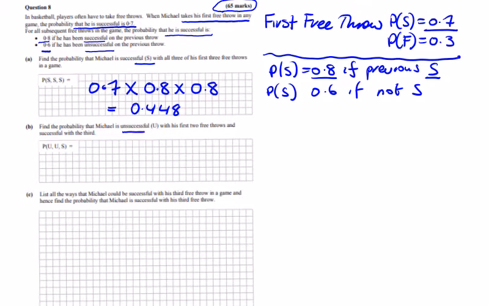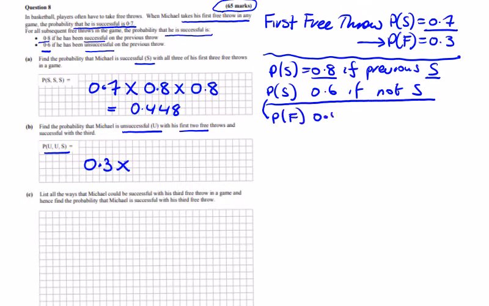The next one, unsuccessful, UUS. So unsuccessful with first two and then successful. So unsuccessful is failure on the first. That's this one. So that's 0.3. He was unsuccessful on his previous. So the probability, we're looking at not successful on previous. So the probability of success if not successful on previous is 0.6. So the opposing side of this, the probability of failure is 0.4 if not successful.